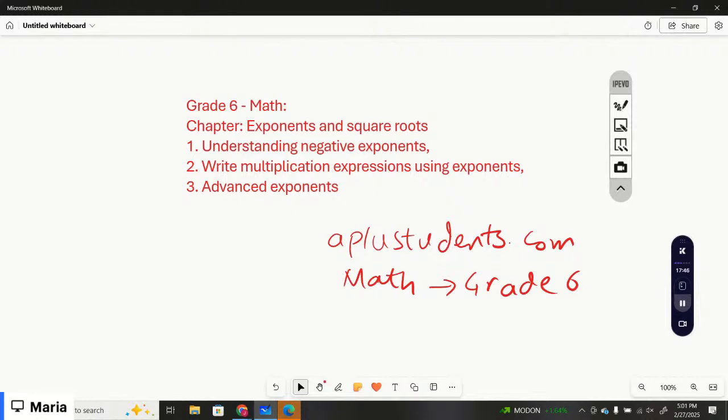We are going to start with the chapter exponents and square roots. The lessons we're going to cover today are understanding negative exponents, write multiplication expressions using exponents, and advanced exponents. So please make sure you have your notebook and pencil so that you can note down the important examples and definitions as well.